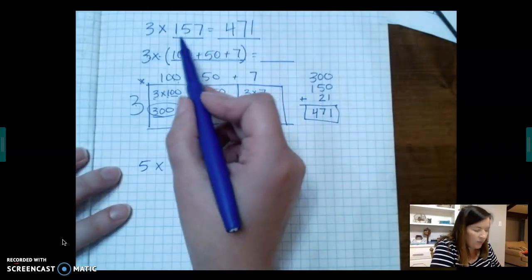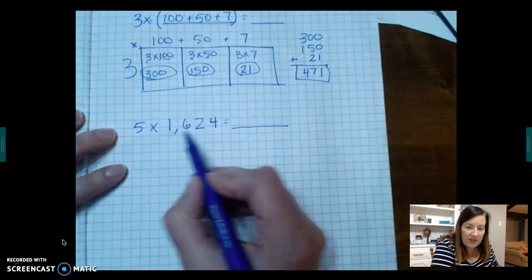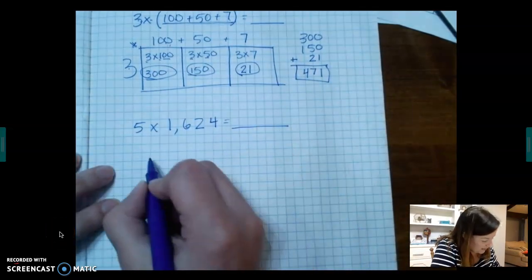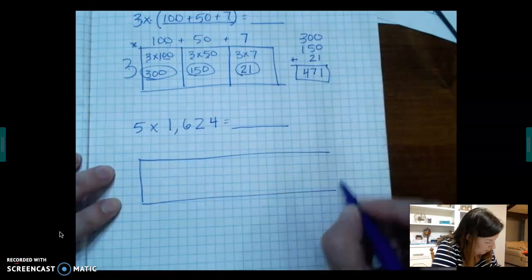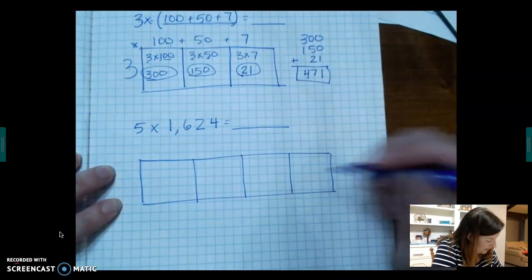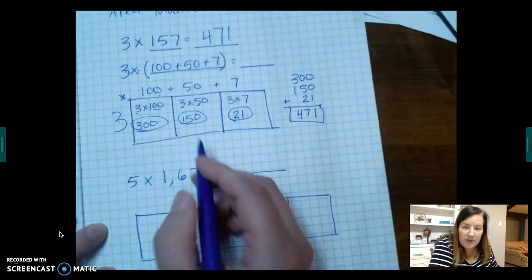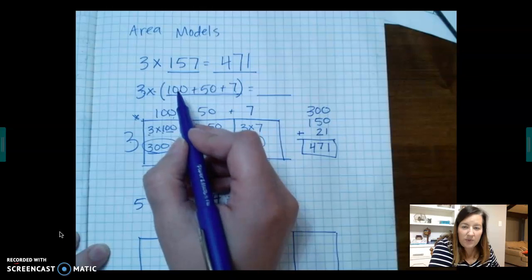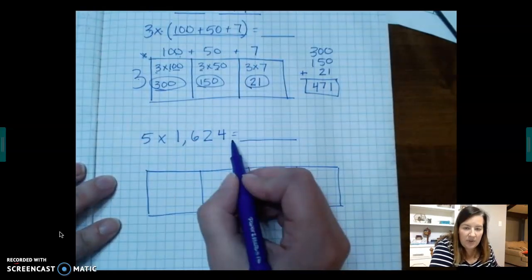Now notice this one was a 3-digit number, so it only had 3 boxes. This one is a 4-digit number, so we're going to have 4 boxes. I'm going to draw a rectangle. I'm going to split it into 4 boxes. And I'm going to break this number apart. Remember just how we took 157 and put it in expanded form to do 100 plus 50 plus 7? Let's do the same thing with this number.